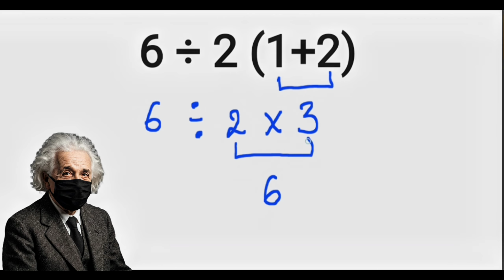2 times 3 equals 6. So now your equation looks like 6 divided by 6. And 6 divided by 6 equals 1. That's how you land on 1. Every step felt logical. But one step broke the rules.